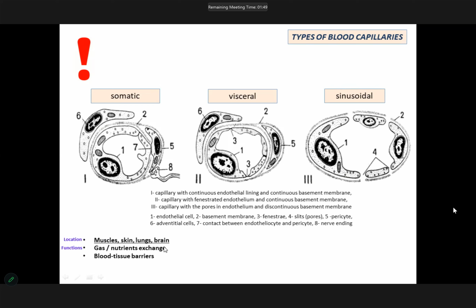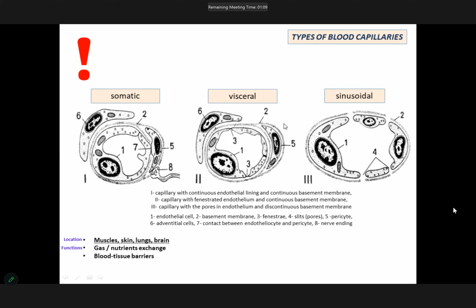Location. Somatic capillaries are located in muscles, skin, lungs, brain. Their functions are to perform gas and nutrients exchange, and also they usually are the part of blood tissue barriers. For example, of the blood-brain barrier inside the brain, because it's very continuous with no gaps or holes. So it protects the tissue from something potentially bad, dangerous, harmful from blood.